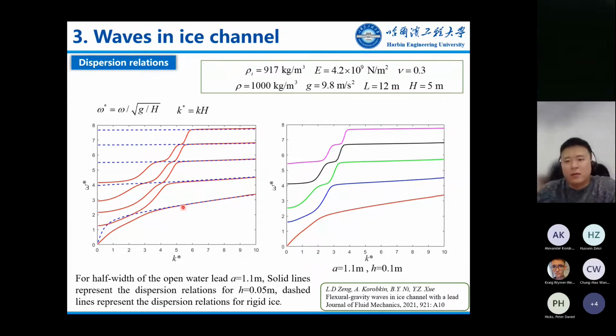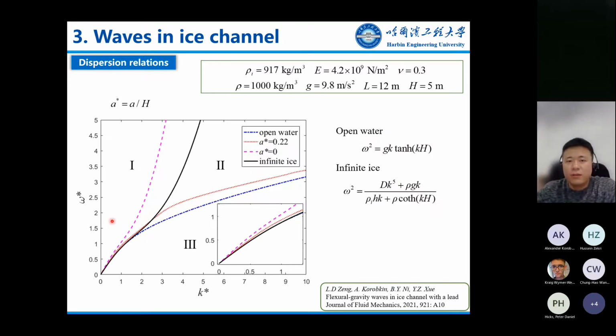We can see that the dispersion relations for ice thickness of 5 centimeters are close to those of the rigid plate model when the dimensionless wave number of the flexure gravity wave is larger than 6. The right figure is for ice thickness of 10 centimeters. It also shows a similar phenomenon, but it is close to the dispersion relations of the rigid plate model when the dimensionless wave number of the flexure gravity wave is larger than 4.